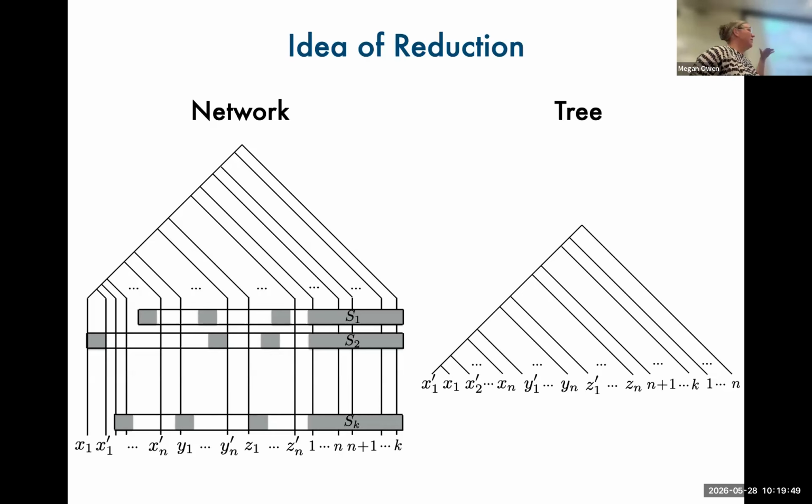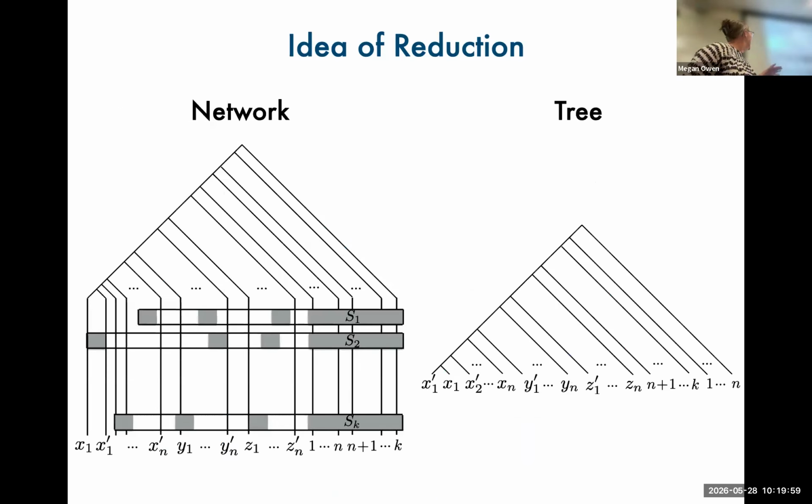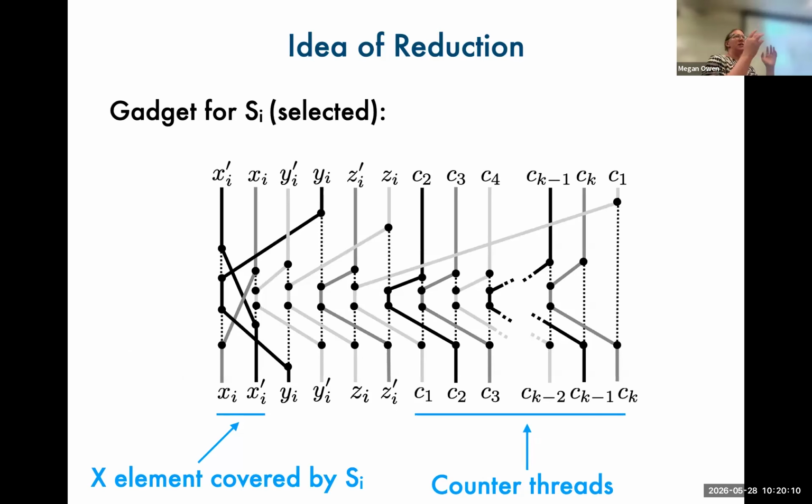And then there are the gadgets that represent the sets. You don't need to worry too much about the gadget. The important part is that if it's unselected, it doesn't do anything. If this is your tree line going up in your network, unselected just goes straight through it. And selected, it switches one X pair, one Y pair, and one Z pair. And then there's also some counting, because we have to make sure that we only select K, since you've got to cover everything exactly once. So you have to have a counter and make sure you're not selecting too many of these.